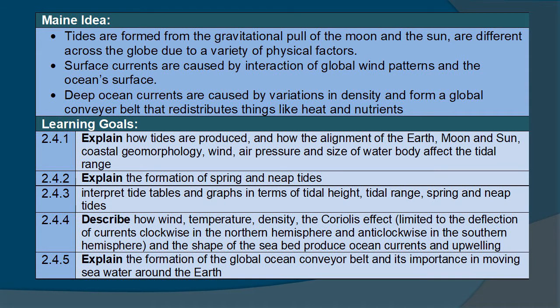It's time for our main ideas, and there's 3 of them. First, tides are formed from the gravitational pull of the moon and the sun and are different across the globe due to a variety of physical factors. Second, the surface currents are caused by the interaction of global wind patterns and the ocean's surface. And finally, deep ocean currents are caused by a variation in density and form the global conveyor belt that redistributes things like heat and nutrients. Also, remember to pay attention to those individual learning goals, and let's get going.